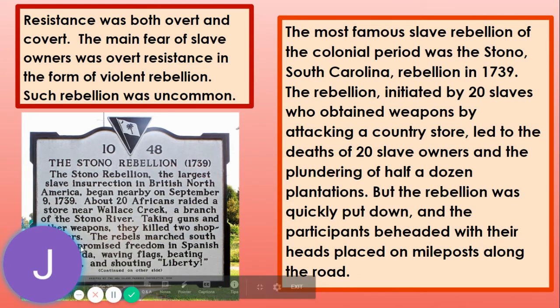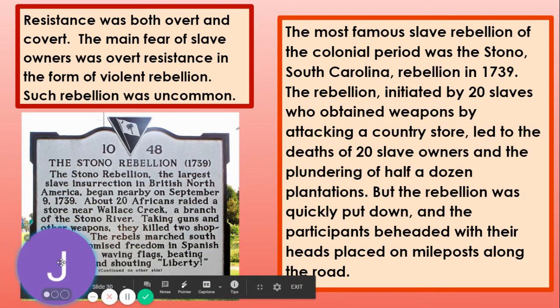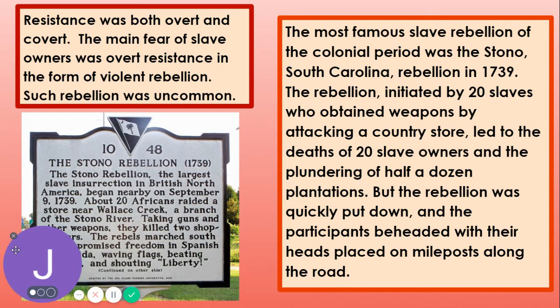All right. So I also want to keep in mind that there are two types of resistance, overt and covert. Overt is where you see the actual rebellions or fighting back, or attacks on a slave owner, burning down their building, something that's overt. And then covert is kind of behind the scenes.